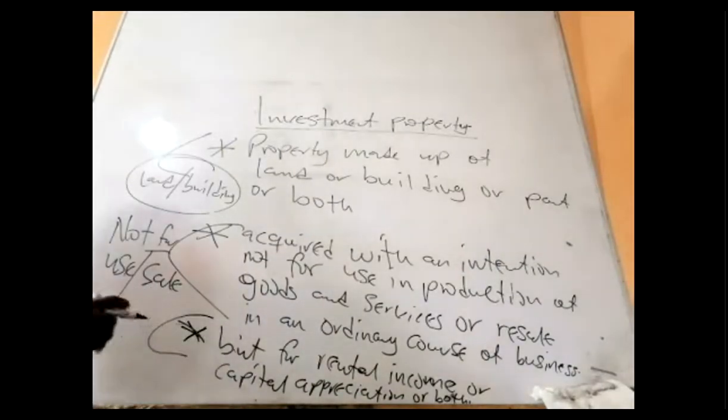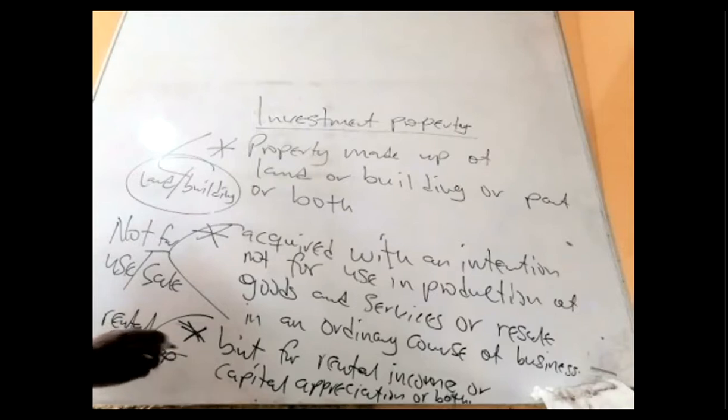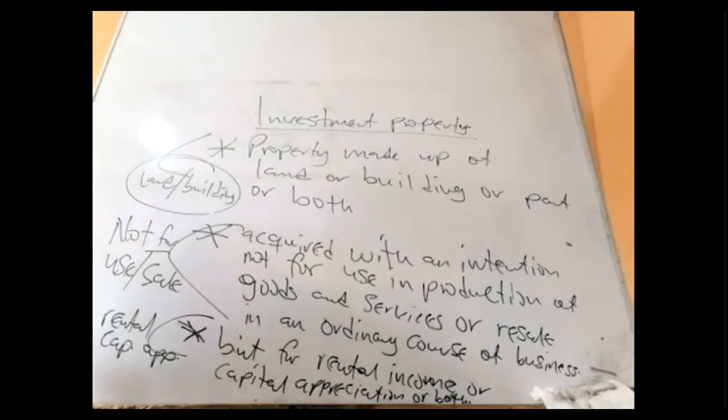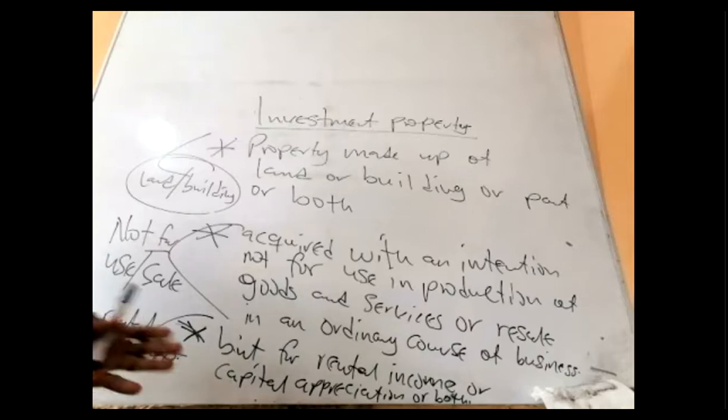So in summary, let's analyze it here. But for rental or capital appreciation, the reason is this: you acquired a building mainly for rent. Do you need to stay with a tenant and share the same room? No. If the building has maybe 2 offices, you can't share the same office with your tenant.